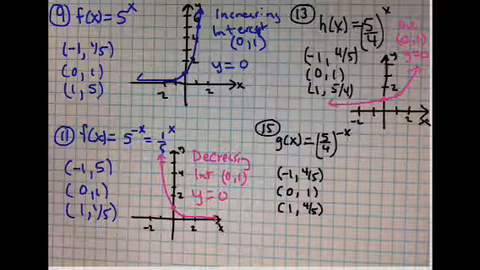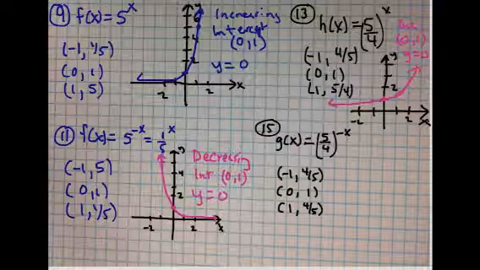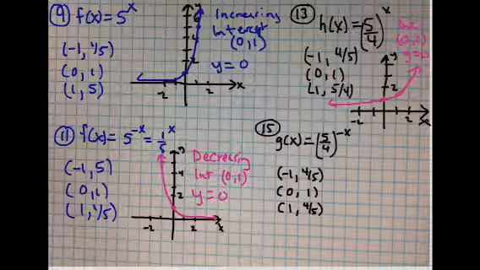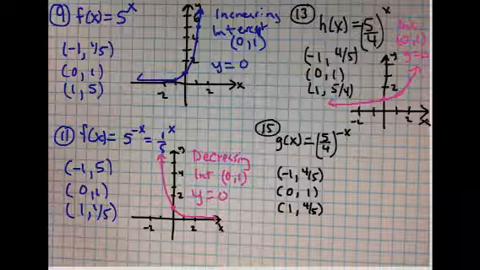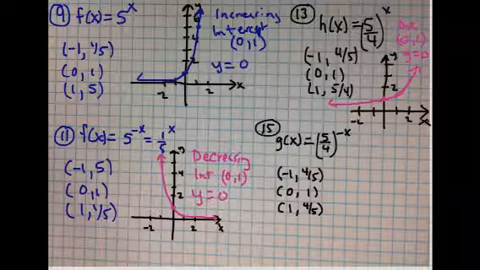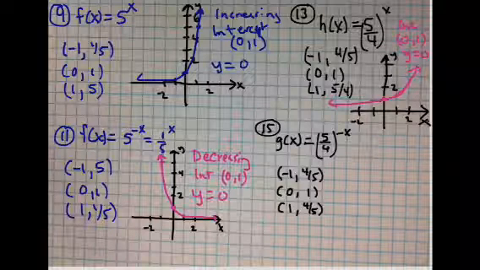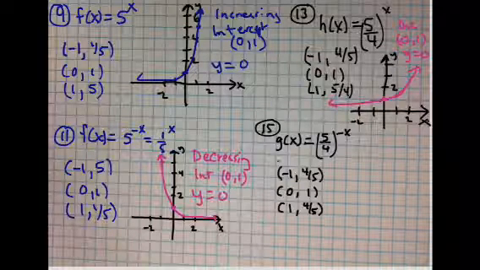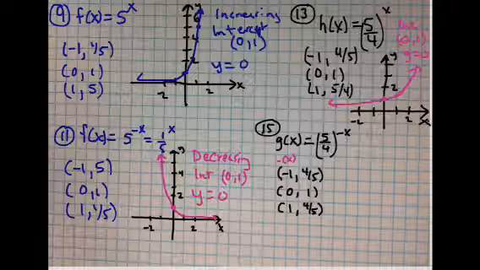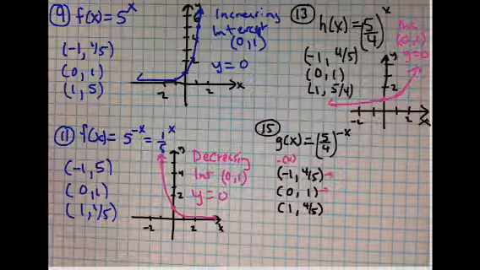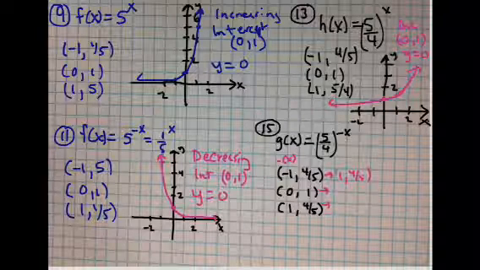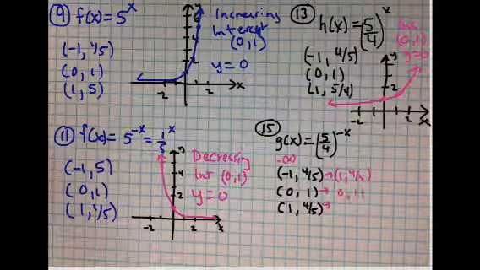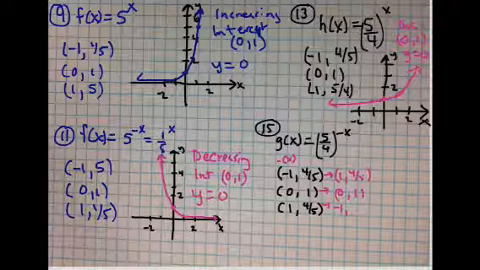Now for 15, I'm going to treat the negative a little bit differently than I did with number 11, just to show you an alternative way. So the negative is in front of the x, so that means that the x's are going to be multiplied by negative 1. So negative times x, negative 1 times x. So the transformed points would be 1, 4/5, 0, 1, and negative 1.